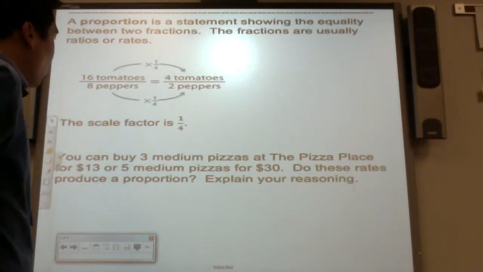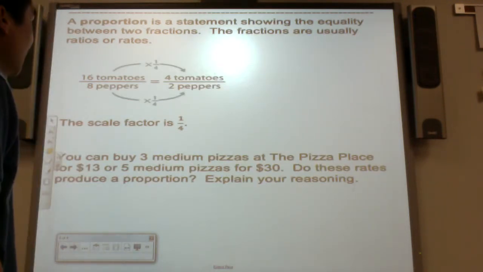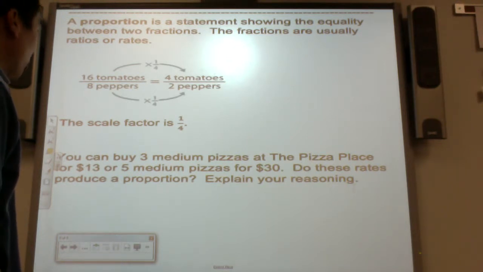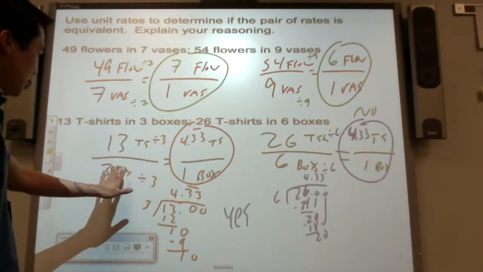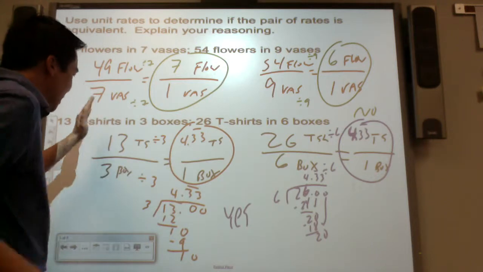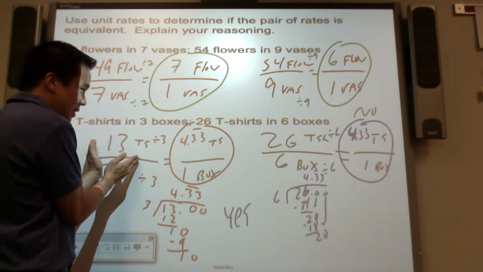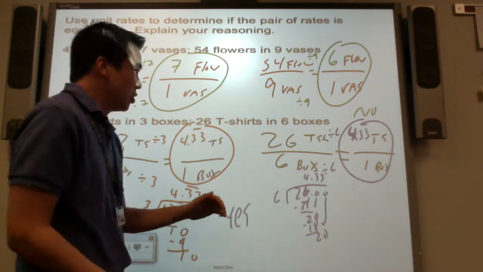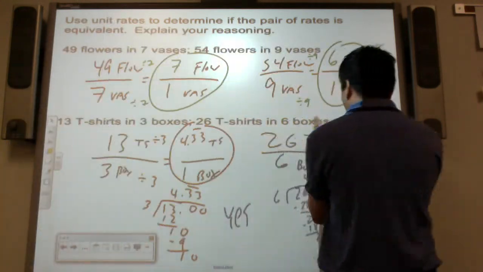All right, now, what is a proportion? A proportion is a statement showing the equality between 2 fractions. The fractions are usually ratios or rates. So these 2 would have formed a proportion. These 2 are a proportion because this rate is the same as this rate. They are equivalent. They are equal to each other.